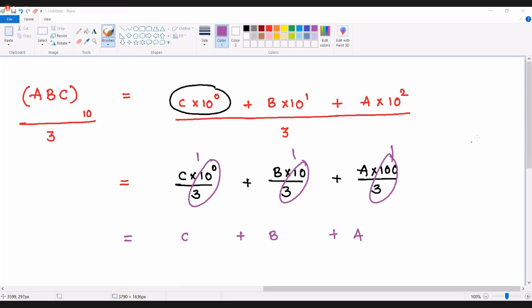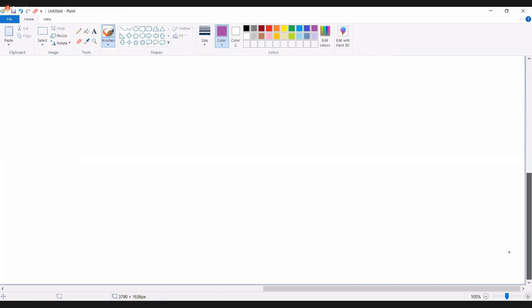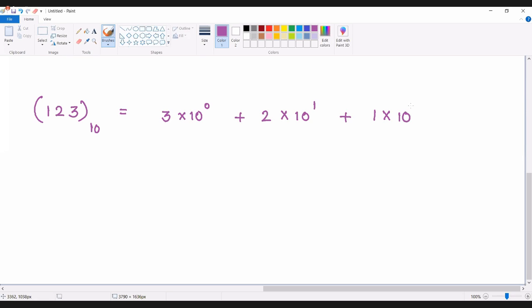So ABC base 10. See why I have taken it like this, the reason is this. For example, you have any number 123. What is our number system? We call our number system the decimal number system. So if you look at 123 base 10, what is the meaning of 123 base 10? 3 into 10 raised to the power of 0, plus 2 into 10 raised to the power of 1, plus 1 into 10 raised to the power of 2.